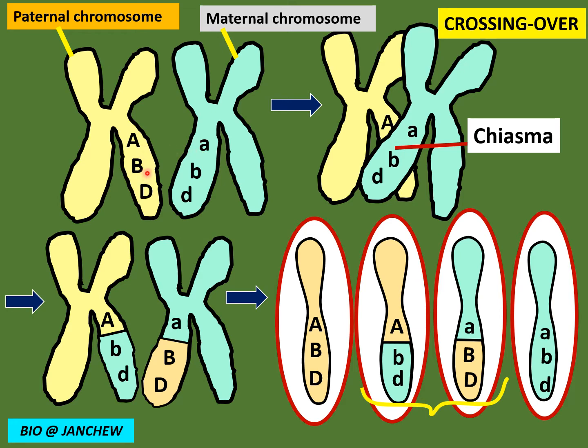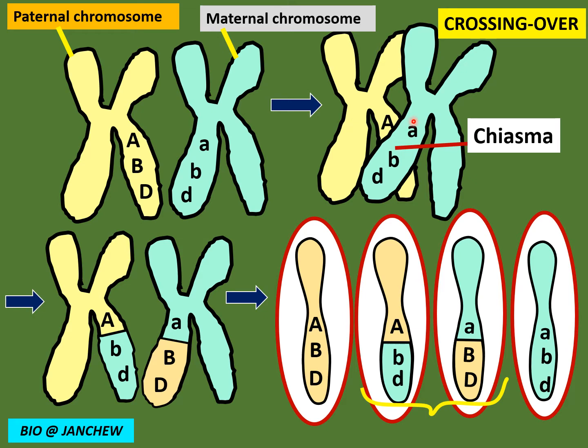So maybe for blood group, father has blood group A, and he has the allele for blood group A. He carries the allele for blood group A, but mother has the recessive allele for blood group, which is the allele for blood group O, IO. So this is how they have different versions of the genes, different versions of a gene.